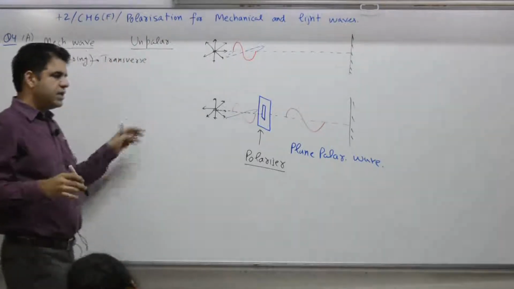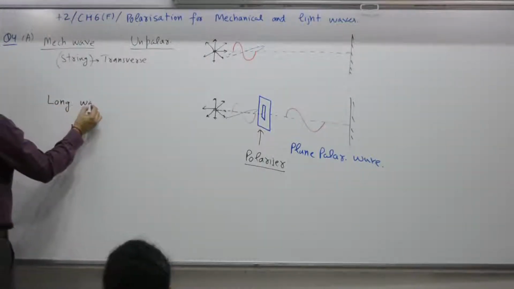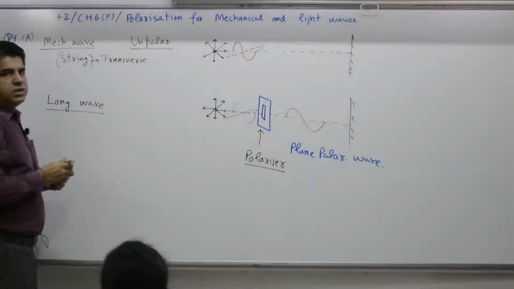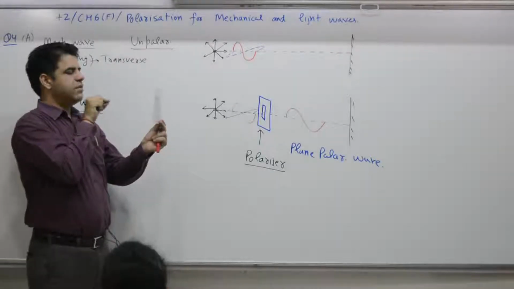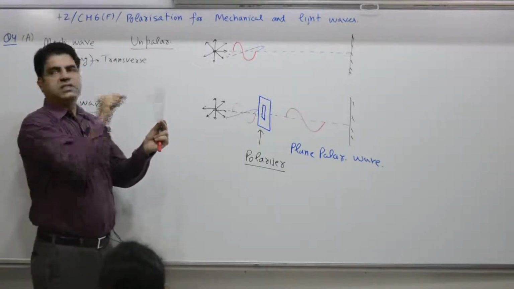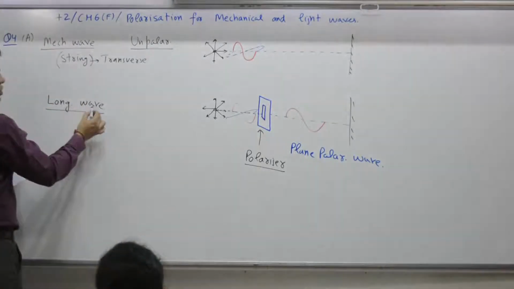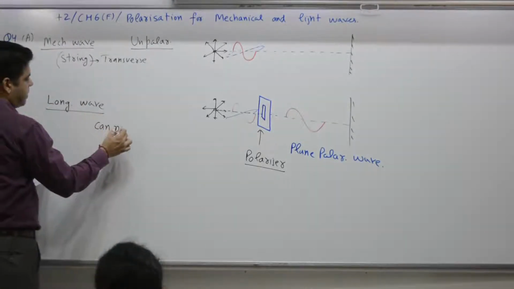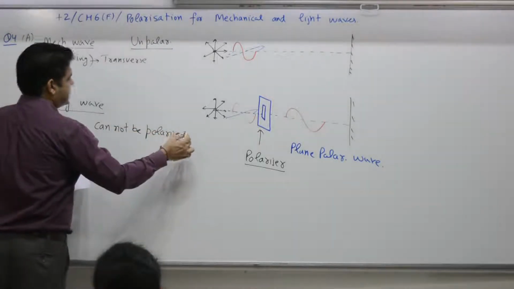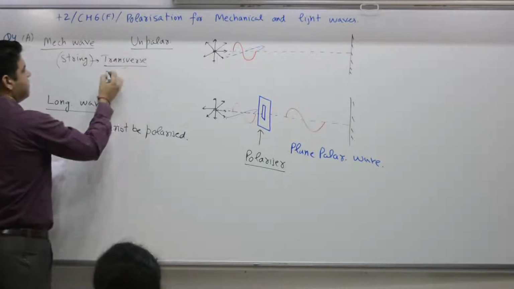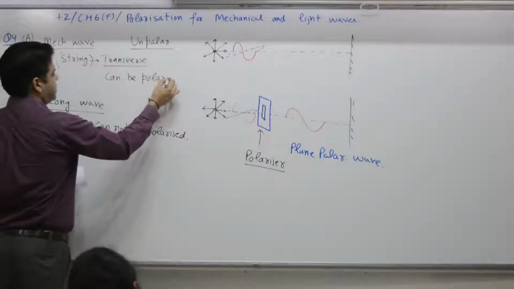Before you get the next one, longitudinal wave. Is it possible to polarize a longitudinal wave? For a longitudinal wave, oscillations are always parallel to the direction of propagation. So a longitudinal wave cannot be polarized. It is only a transverse wave which can be polarized.